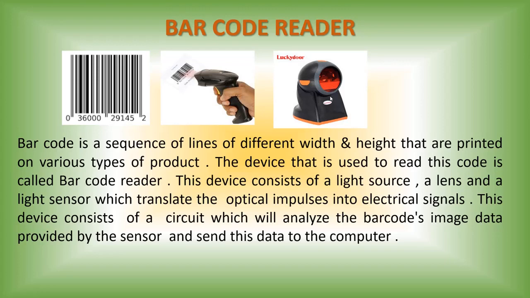computer. See that? Once again I'll repeat, a barcode reader is a device which consists of a light source, lens and a light sensor, which convert optical impulses into electrical signals. The device consists of a small circuit which analyzes the image that is read by this light sensing device, which is then transmitted to the CPU. That is all about your barcode reader. I think you understood what I told you. So this is the barcode reader.